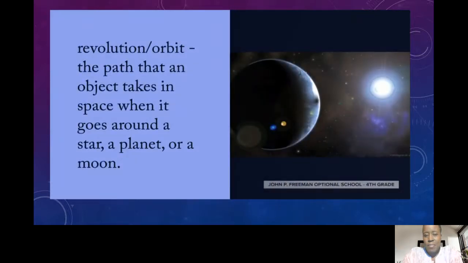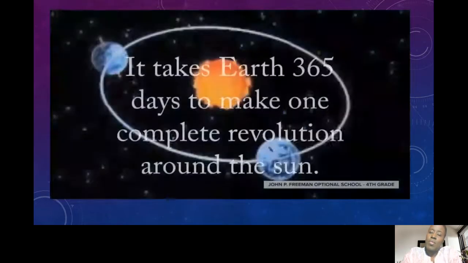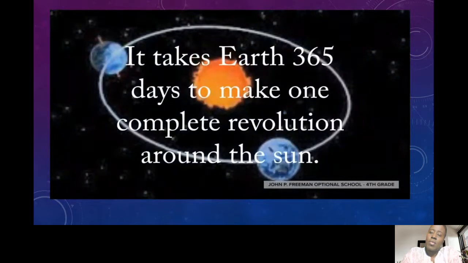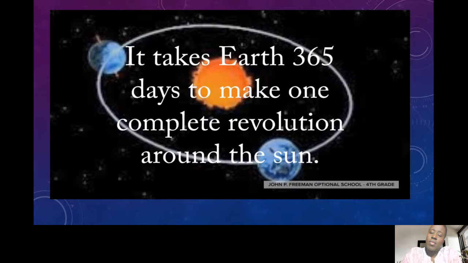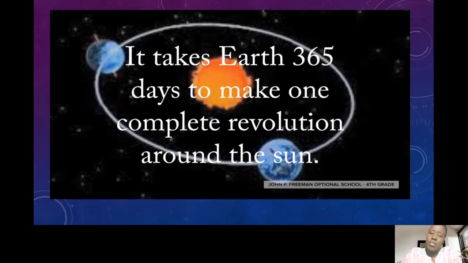Revolution, or orbit, the path that an object takes in space when it goes around a star, a planet, or a moon. It takes Earth 365 days to make one complete revolution around the sun.